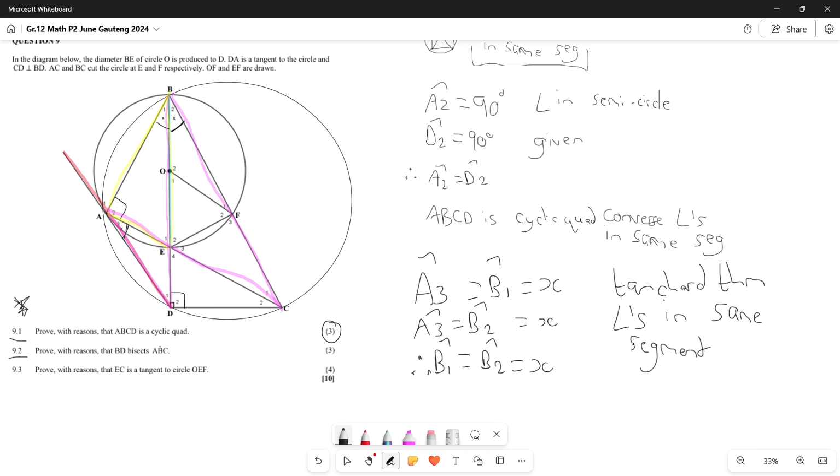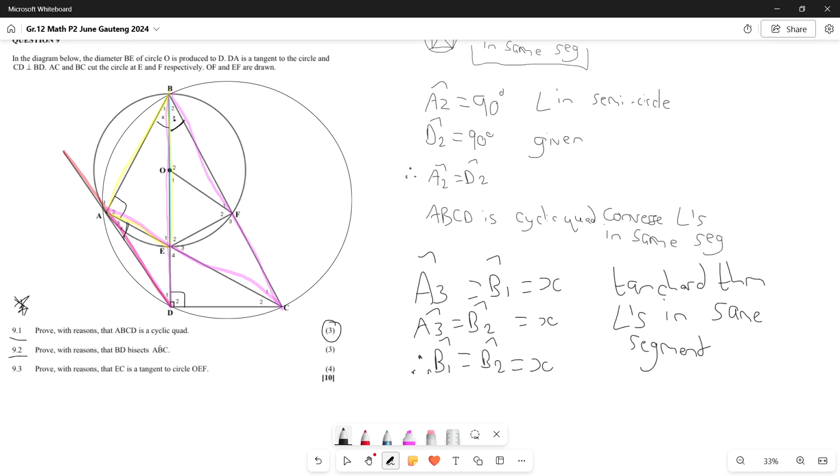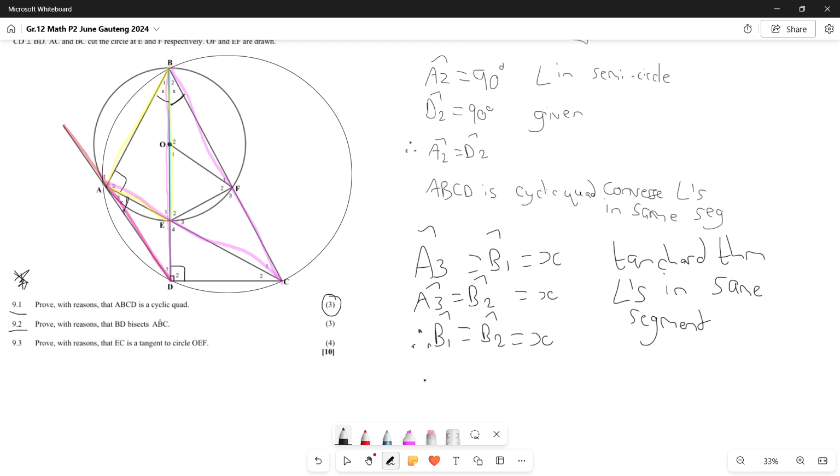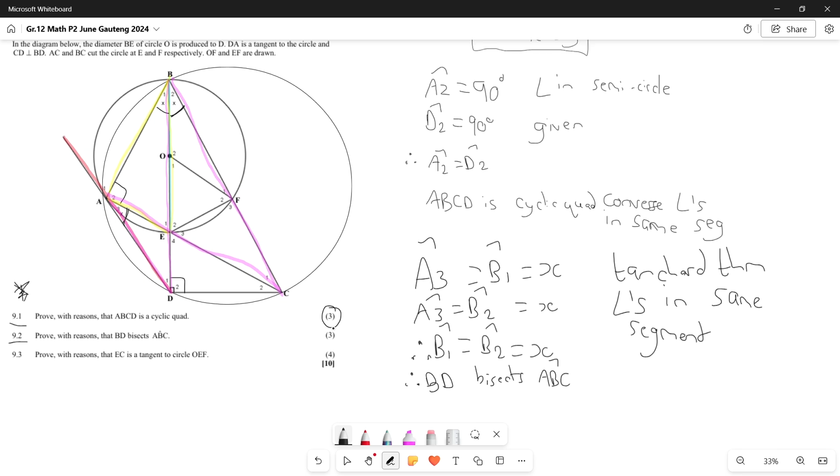And there is no reason for that. That is just a proof. We have said that A3 equals B1 and A3 equals B2, and therefore B1 equals B2. And with that, if B1 equals B2, we have proven that BD over here bisects ABC, bisects the corner, cuts it perfectly in half, so that B1 equals B2 over there. So we can just write down our conclusion, BD bisects ABC. And that would earn us 3 marks over there.